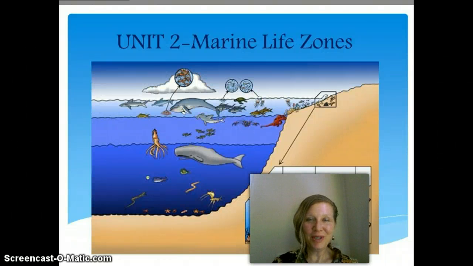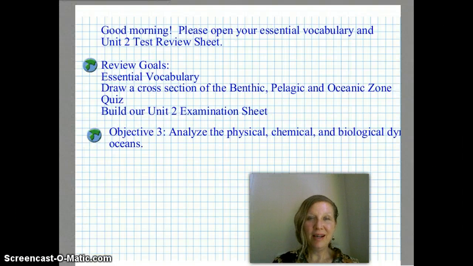Hello everyone, we're continuing with our Unit 2 Marine Life Form Review, focusing now upon ocean sediment. Our goals are adding to our essential vocabulary list. You're going to draw a cross-section of the benthic, pelagic, and oceanic zones for a review, taking your current quizzes and building your Examination 2 review sheet. Again, we are continuing with our Objective 3, which is analyzing the physical, chemical, and biological dynamics of our Earth's oceans.